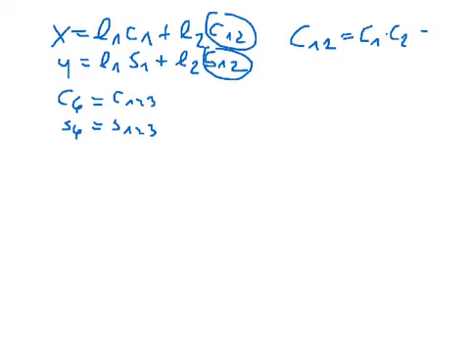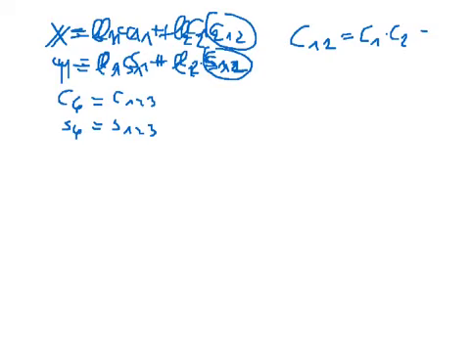Let's recap real quick these equations. We have x is L1 times cosine of theta 1 plus L2 cosine of theta 1 plus theta 2. Y is L1 sine 1 plus L2 times sine of theta 1 plus theta 2.